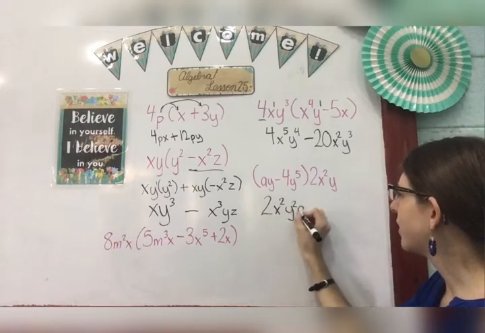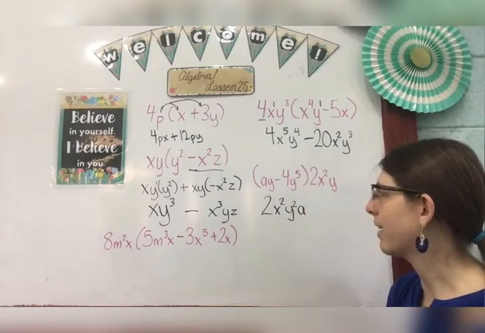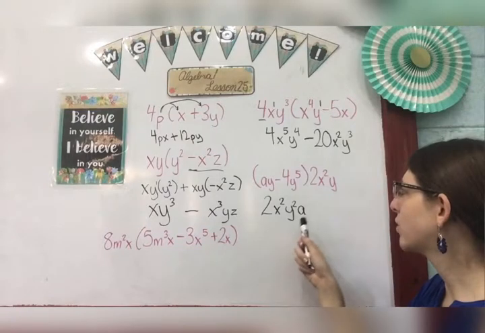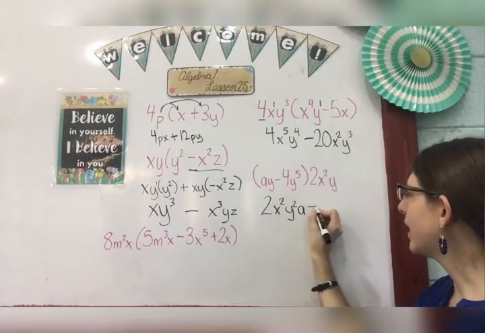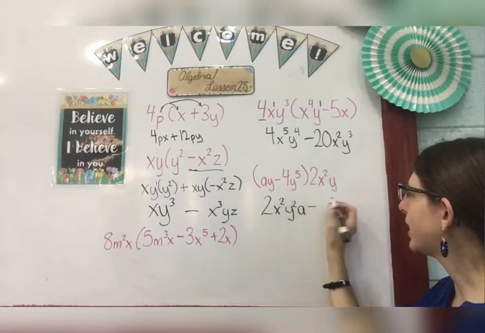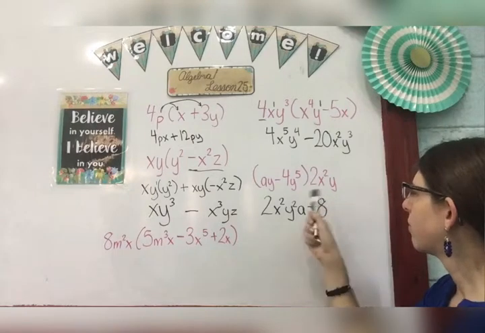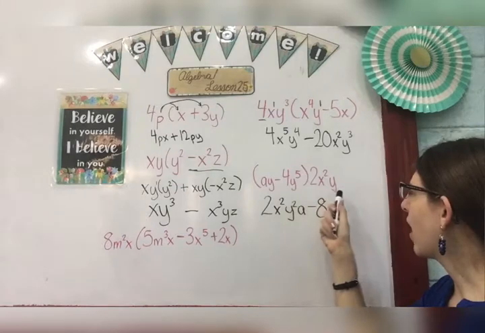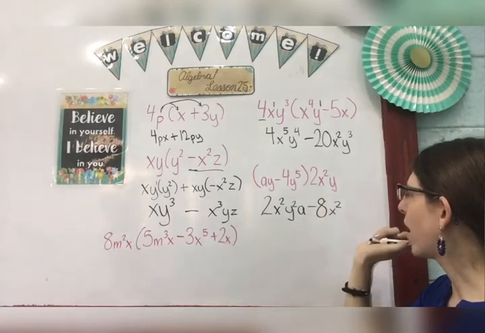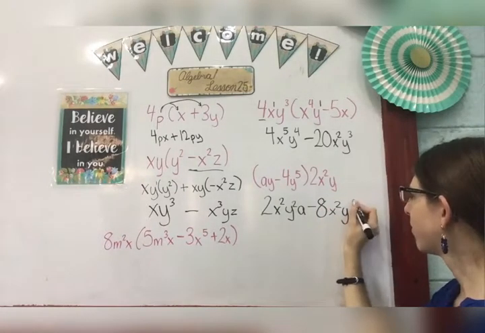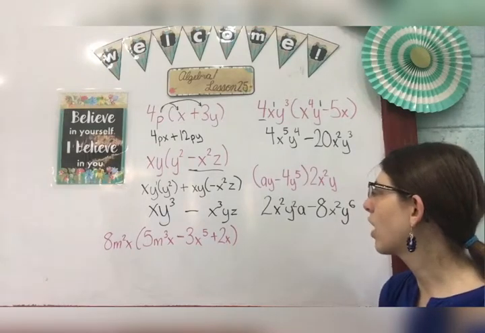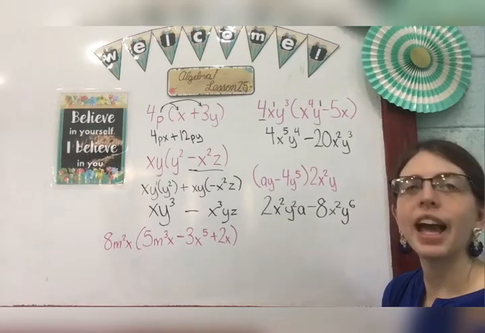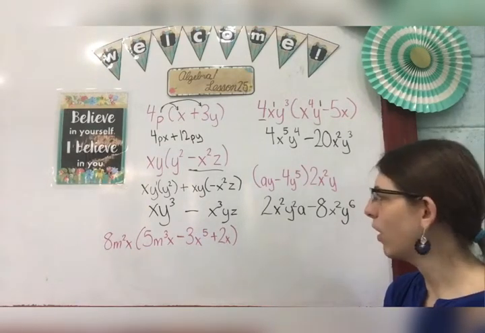No other a's, so it stays the same as just a. So I have 2x squared, y squared, a, minus 4 times 2 is 8. No other x's, so we'll just keep our x squared. y to the 5th times y to the 1 is y to the 6th. So I have 2x squared, y squared, a, minus 8x squared, y to the 6th. Okay, let's do another one.